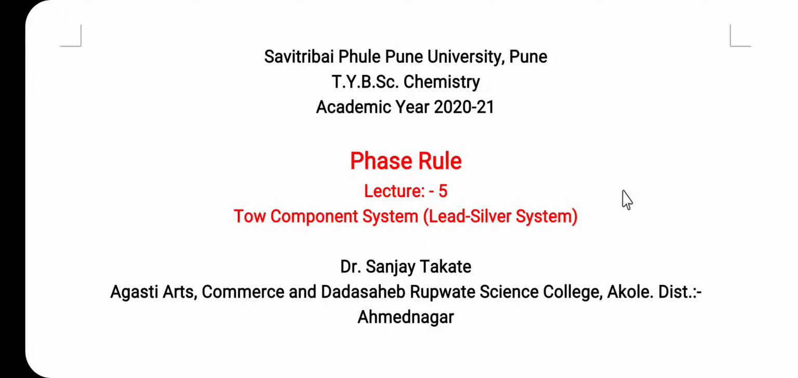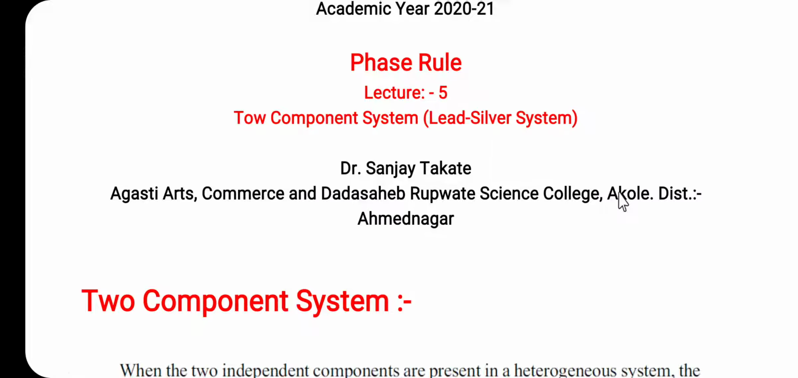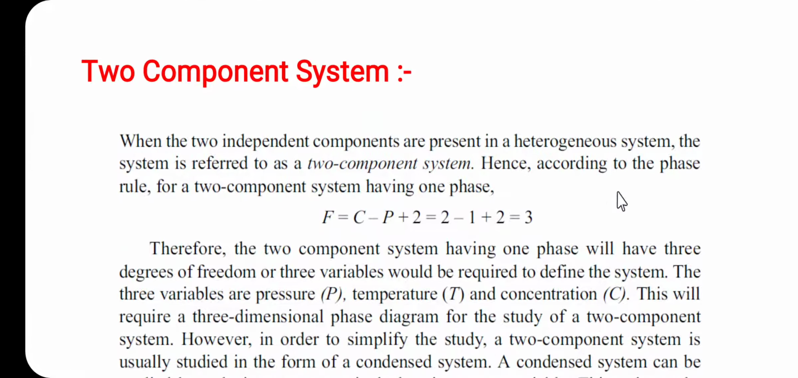So in this lecture we are going to study the two component system, and the example of the two component system is the lead silver system. In the two component system C is equal to 2. That is, when two independent components are present in a heterogeneous system, the system is called a two component system, and hence according to the phase rule, for the two component system having one phase.